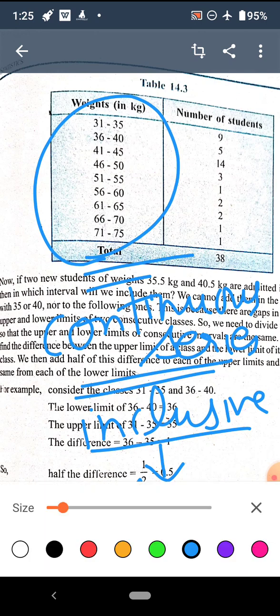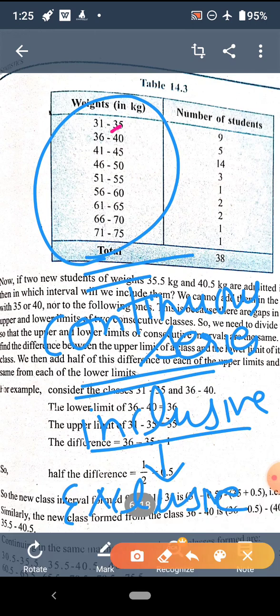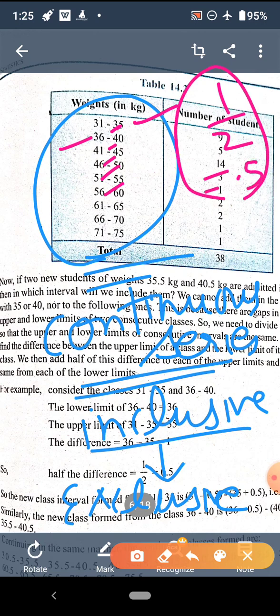So you can clearly see the difference here. The difference is 1, 1, 1, 1, 1. The difference between the upper limit and the lower limit of the next class is 1. So take half of 1, that is 0.5. Whatever the difference is, take half, that is 0.5. Subtract it from the lower limit and add it to the upper limit.